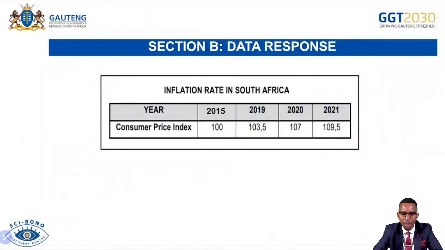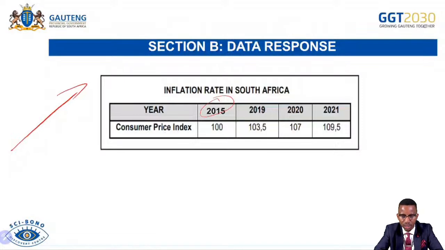And then we are given information here on the Consumer Price Index or CPI, with 2015 as our base year, and then 2019, 2020, and 2021. So keep it in your mind. Our 2015 is the base year, as per the South African Reserve Bank information. We take 2015 as the base year. So for the Consumer Price Index, we have 100 in 2015, 103.5 in 2019, 107 in 2020, 109.5 in 2021. That means this is an upward trend. So CPI figures are increasing in this case.